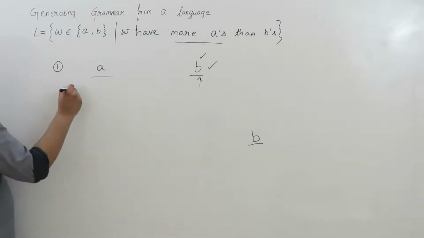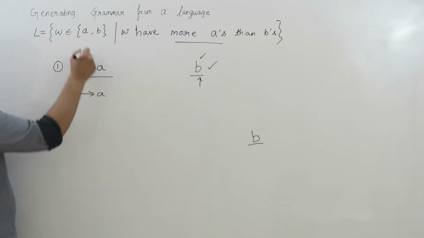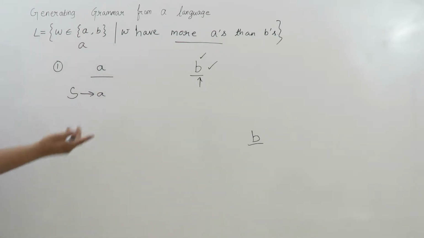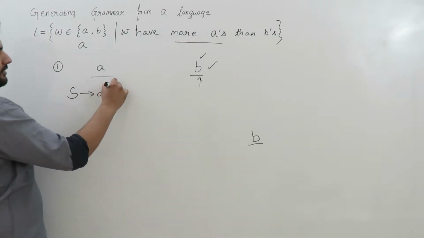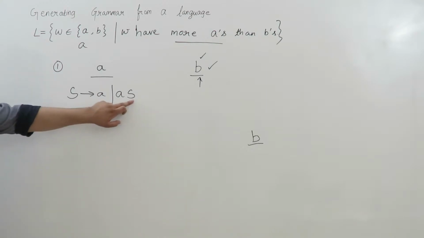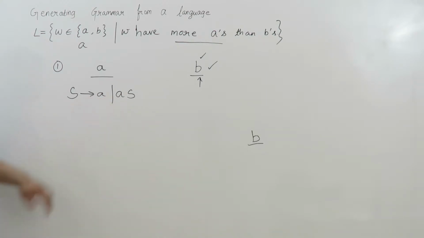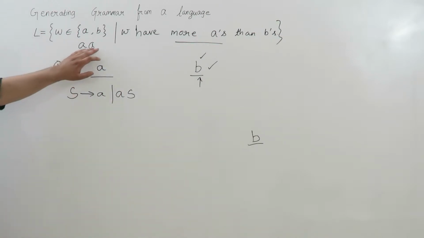So we can make a production like S derives A. This will generate only one string, that is A only. A is a string in which there is no B and only one A. The number of A's is more than the number of B's. Or we can take AS, such that in the place of S we substitute A again, and we will get 2 A's. 2 A's is also a string in which there are 0 B's and 2 A's.